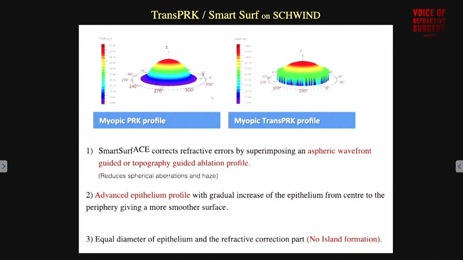So we can fit in epithelium from the center to the periphery. It is increasing like it is anatomically present. And the beauty is that it gives us an equal diameter of the epithelium and the refractive part, which is corrected. So there's no island formation, and hence the healing of the epithelium is far better and gives us better outcomes.